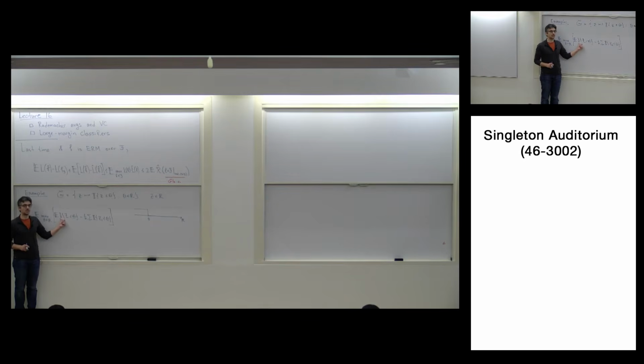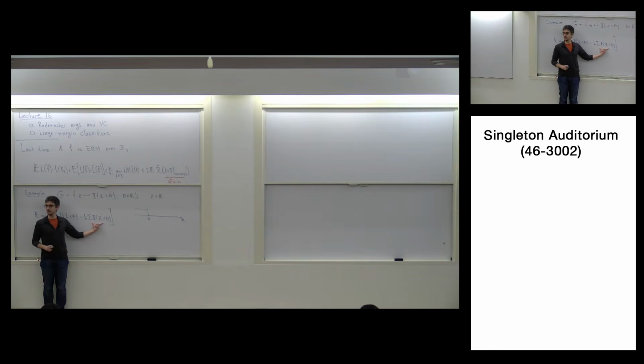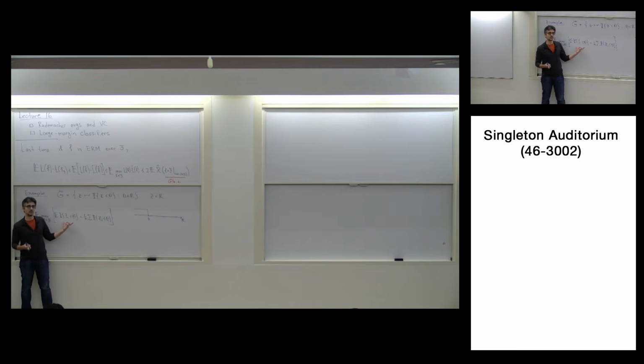Now, the expected indicator is just a probability of this event. So what is the probability that z is less than theta? Do you recognize this? Probability that z is less than theta. First class in probability: that's a CDF. How about this one? It's an empirical version of a CDF. So now the question is, can we relate the CDF to its empirical CDF for all theta at the same time?